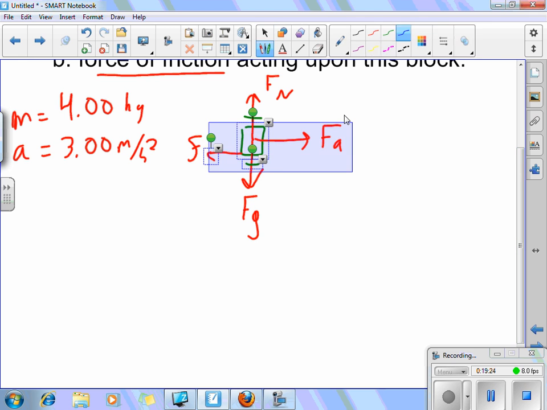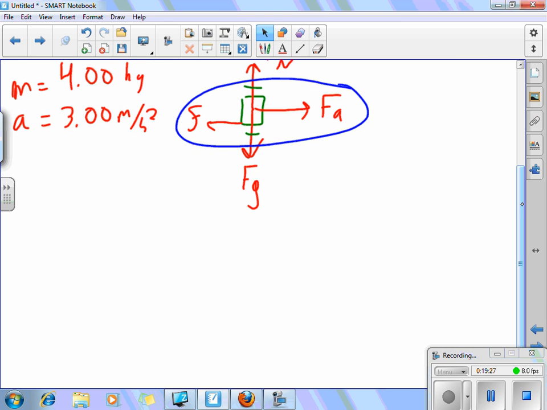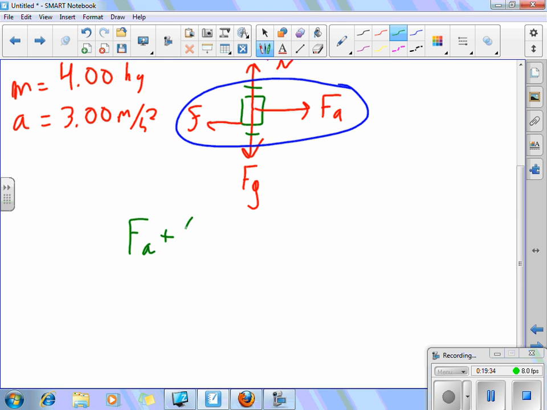So we know that these two are going to add together and equal some net force. So we're really going to be having force applied plus a negative friction, and this must equal F net. And as we saw before, F net has to be equal to ma.